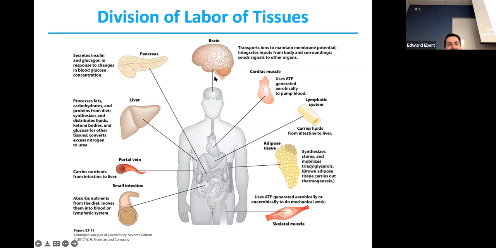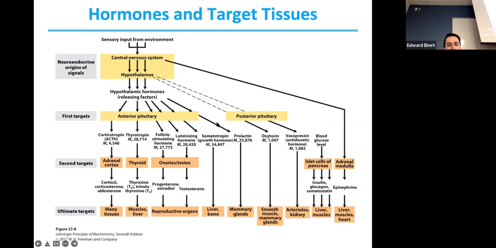Because you can live without a brain, see politicians, but you can't live without a liver. It's got live in its name, right? Okay, terrible. All right.